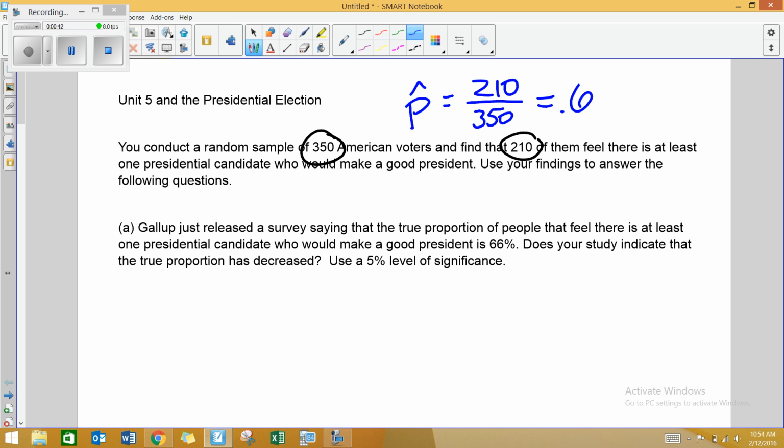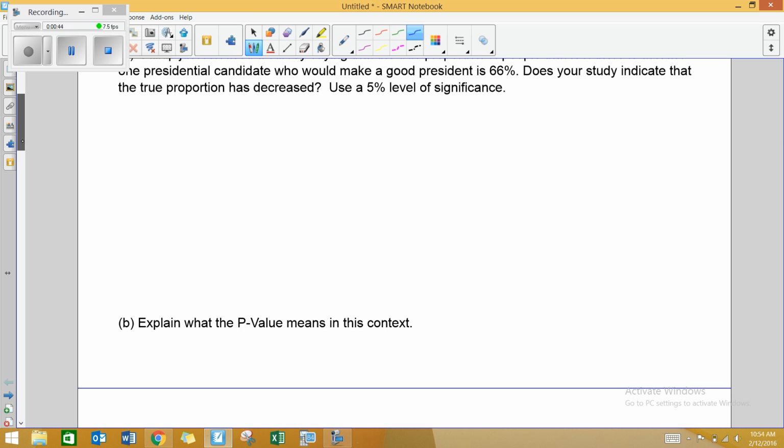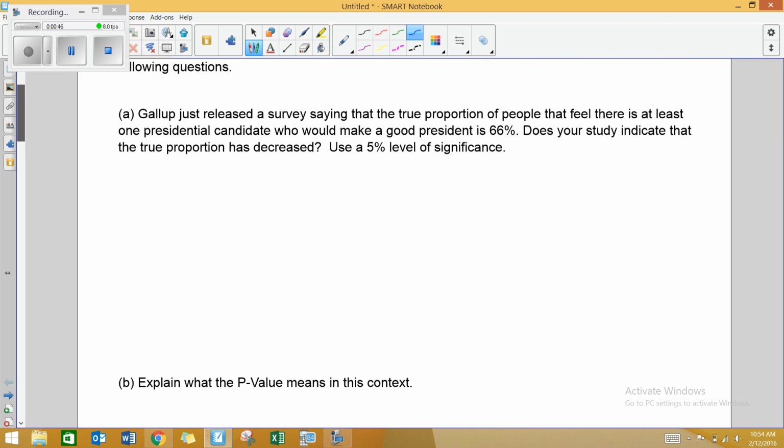Okay, so Gallup, a very renowned statistics company, just released a survey saying that the true proportion of people that feel there's at least one presidential candidate who would make a good president is 66%. And so that was actually pulled from the article attached to the back of this paper. So does this study indicate that the true proportion has decreased? Use a 5% significance level, all right?